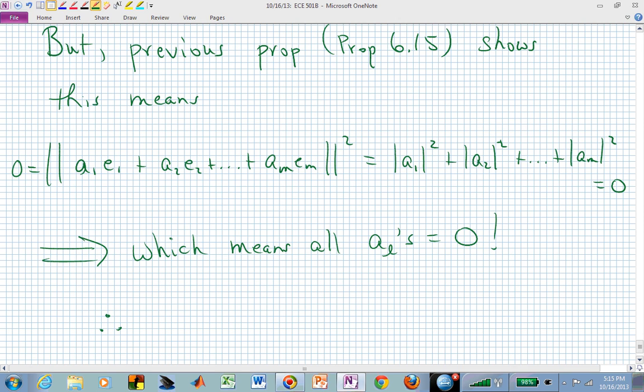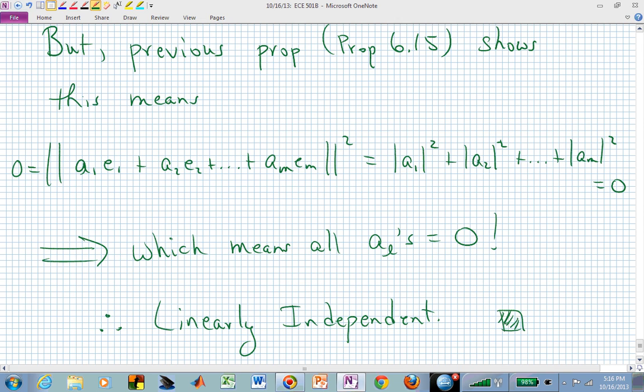Now if we have a linear combination of vectors that equals 0, and the only way that's true is when all the coefficients are 0, then we know that those vectors had to be linearly independent. And we showed that for, that's a terrible m, but for any m. So any list of m orthonormal vectors is linearly independent. Questions on that?